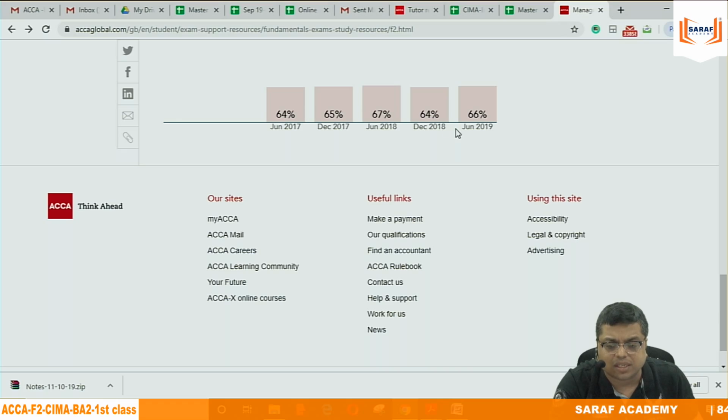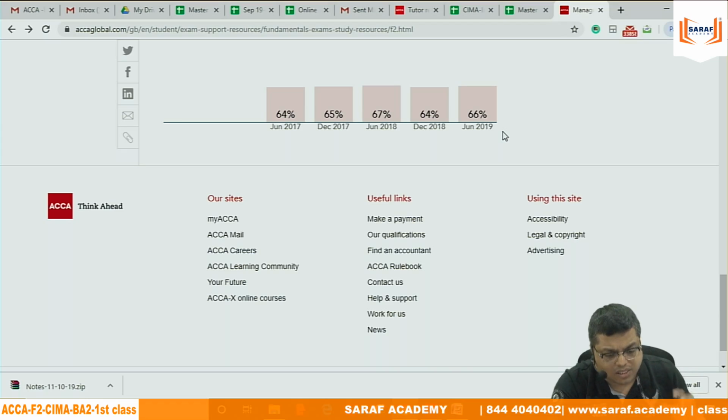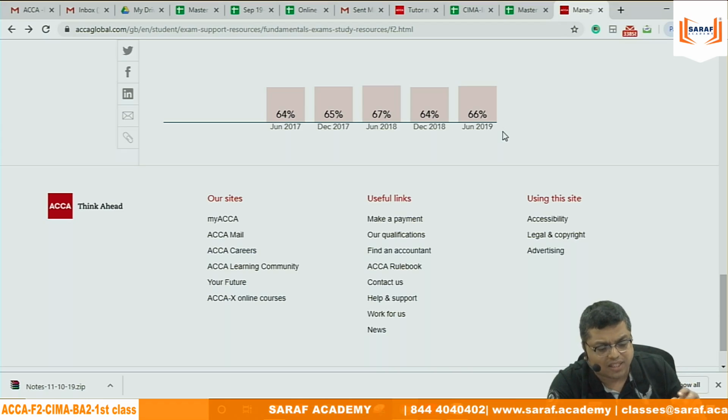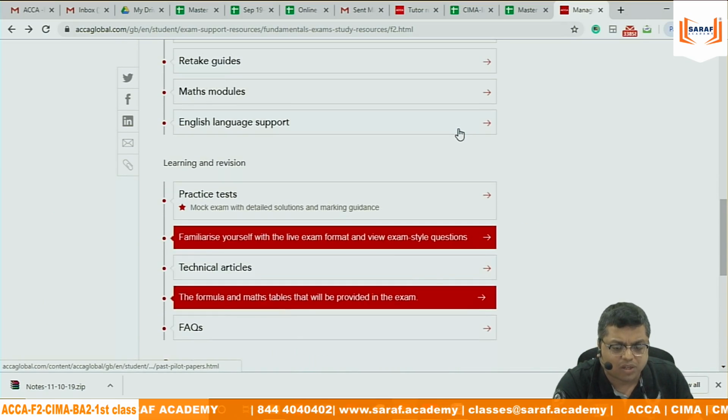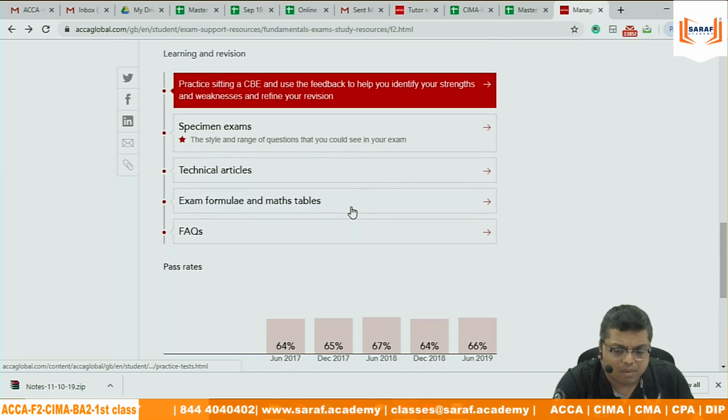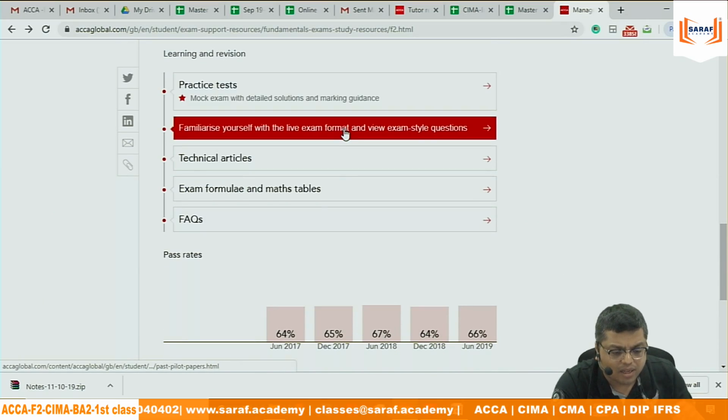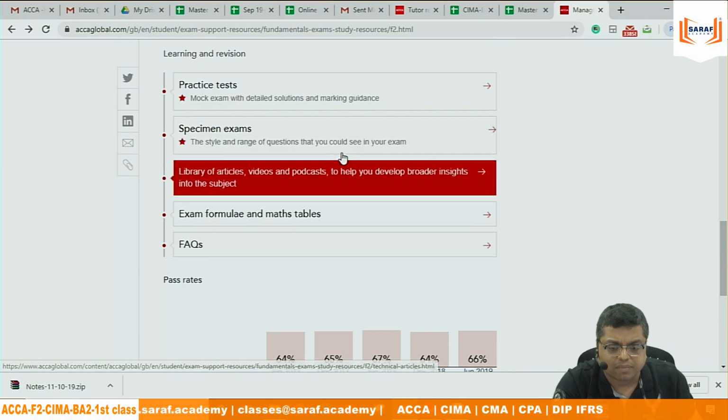64%, 65, 67, 64, 66. We can say that on average 65% are passing this exam. 65% of the students are passing the exam. The same is the result with CIMA also. Around 65-70% of the students are passing the CIMA exams. Out of 100, 30-35% are failing.